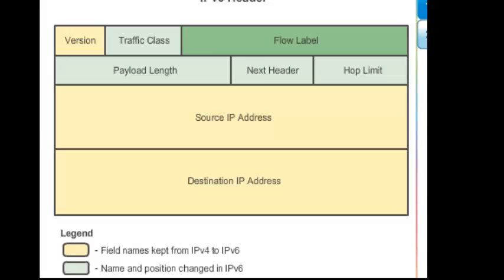The payload length is a 16-bit field, which is equivalent to the total length field in IP version 4. Next header is an 8-bit field, which is the equivalent of the protocol field, and this field enables the network layer to pass the data to the appropriate upper layer protocol. Another field is hop limit, which is an 8-bit field that replaces the IP version 4 TTL field. When this value reaches 0, the sender is notified that the packet was not delivered. And then we have the source and destination addresses, both consisting of 128 bits.